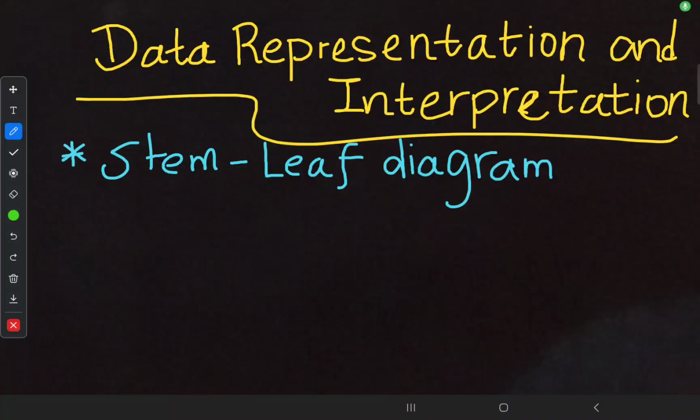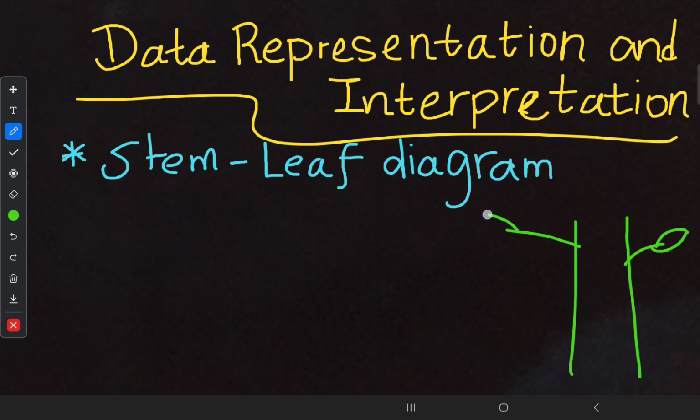Presentation and interpretation, let's discuss the stem and leaf graph. You know what a stem is? A stem is like the stem of a tree. Leaf means, in a stem there are some subdivisions, and in those subdivisions we will have leaves. This is the same idea we are going to use in a mathematical way.